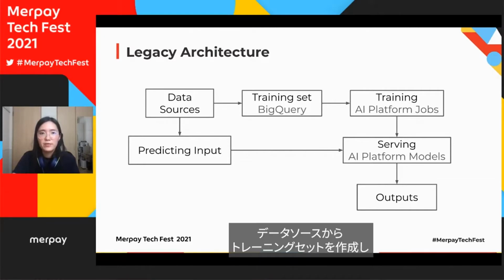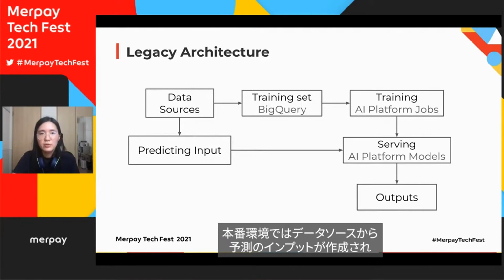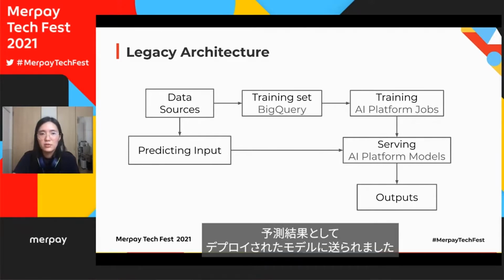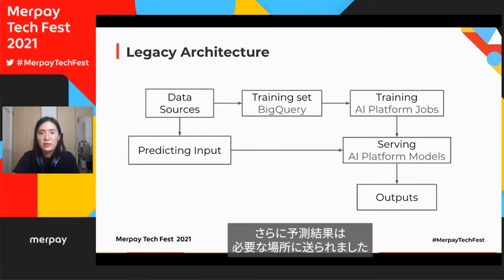Creating the training set from data sources, training models through AI platform jobs, and deploying on AI platform models. In production, predicting inputs are created from the data source and sent to the deployed model for the prediction result. And then the result will go somewhere needed.